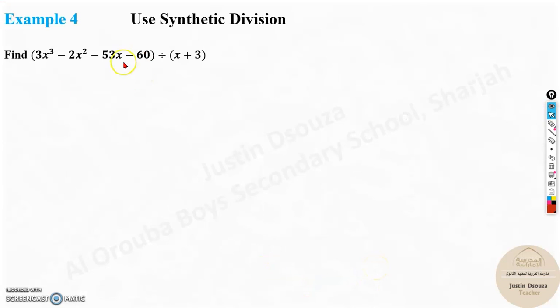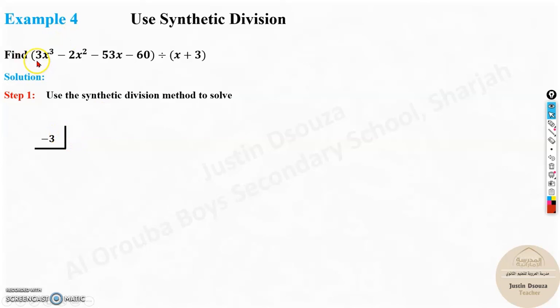Let us see a problem over here. We have been asked to divide this big term by the divisor x plus 3. What is the zero? What is the solution over here? You must remember it's minus 3, because you can just change the sign over here. So let's write that first. Minus 3, okay, over here. What about the coefficients? They are as it is, 3, minus 2, minus 53 and 60. Minus 60, sorry.